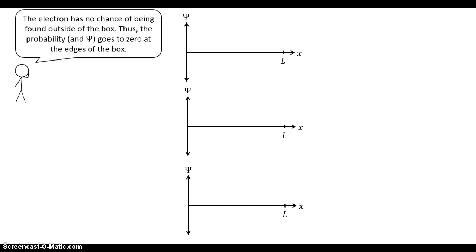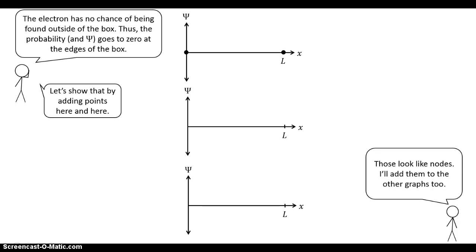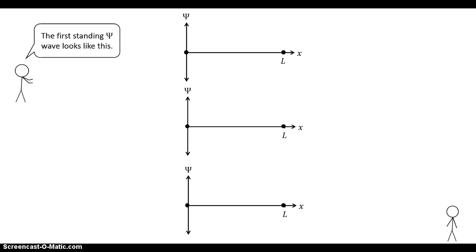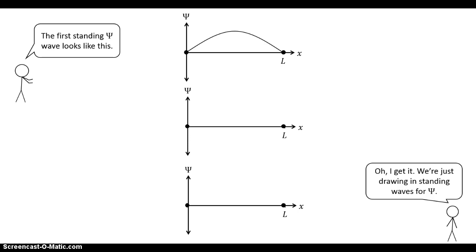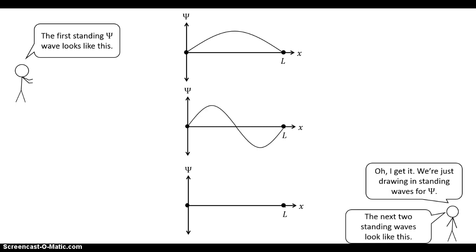The electron has no chance of being found outside of the box. Thus, the probability, and psi, goes to 0 at the edges of the box. Let's show that by adding points here and here. Those look like nodes. I'll add them to the other graphs, too. The first standing psi wave looks like this. Oh, I get it. We're just drawing in standing waves for psi. The next two standing waves look like this and this.